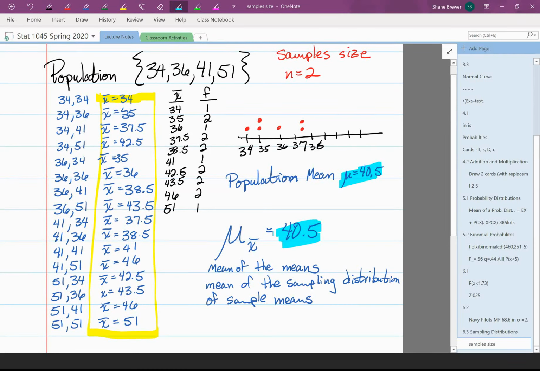Okay. So that tells me a really important thing. If I want to find the average of the averages, if I'm doing all this work with the averages, I know what the mean is. The mean is the mean of the population, right? And so that's a powerful thing that we'll see.